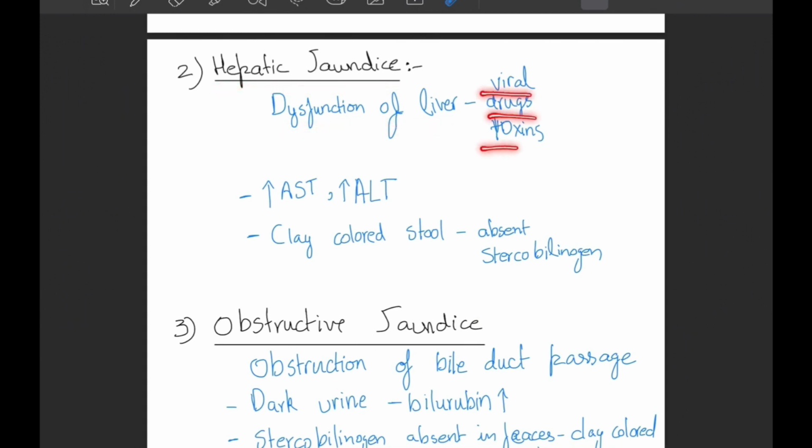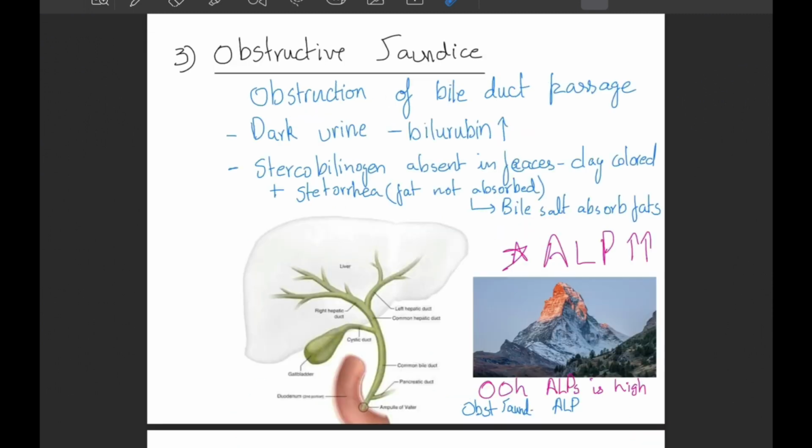Either viral, drug or toxins are the cause. AST and ALT liver enzymes are high. Clay colored stool due to absent stercobilinogen. Next we have obstructive jaundice, and this is obstruction of bile duct passage, and the urine is dark due to increased bilirubin, not urobilinogen. Stercobilinogen is absent, so clay colored feces, and steatorrhea is due to bile salts not absorbing fats, and ALP is high.